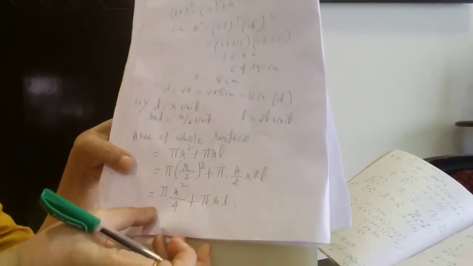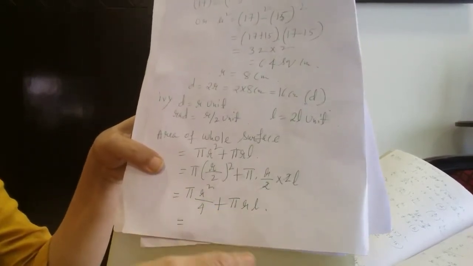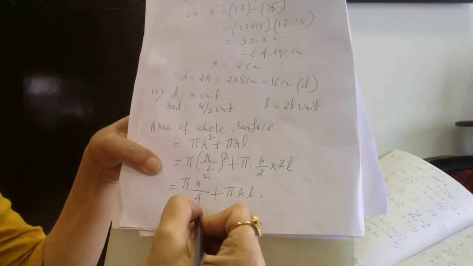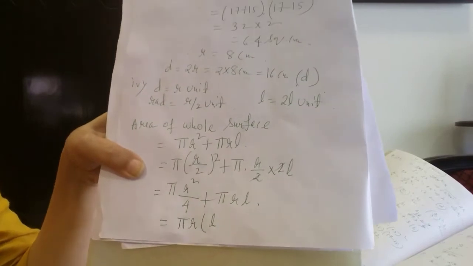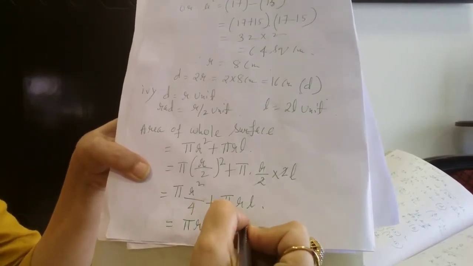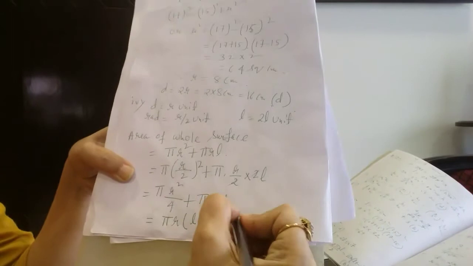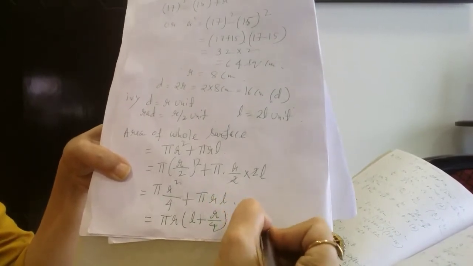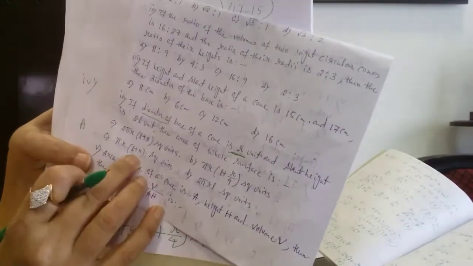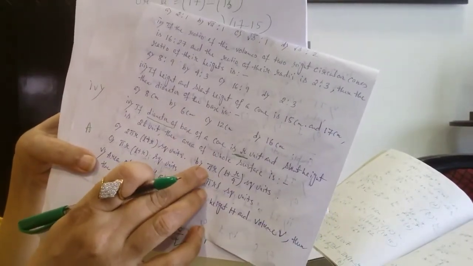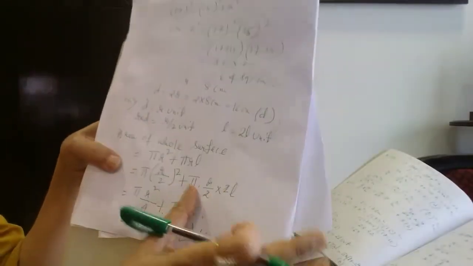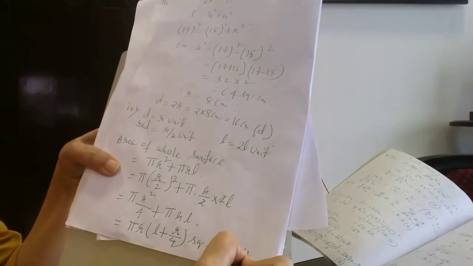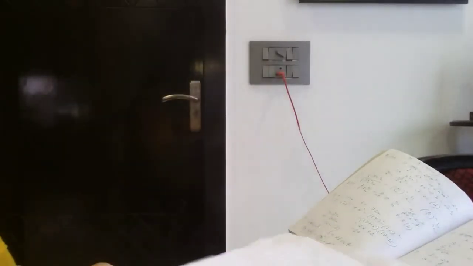Now from here what can we take common? We can take pi r common. Pi r taken common, so from here it is coming L plus, from here r we have taken common, r by 4 square unit. The option is there. This will be the option: pi r into L plus r by 4 square unit. That means option B. This is the option. Next one.